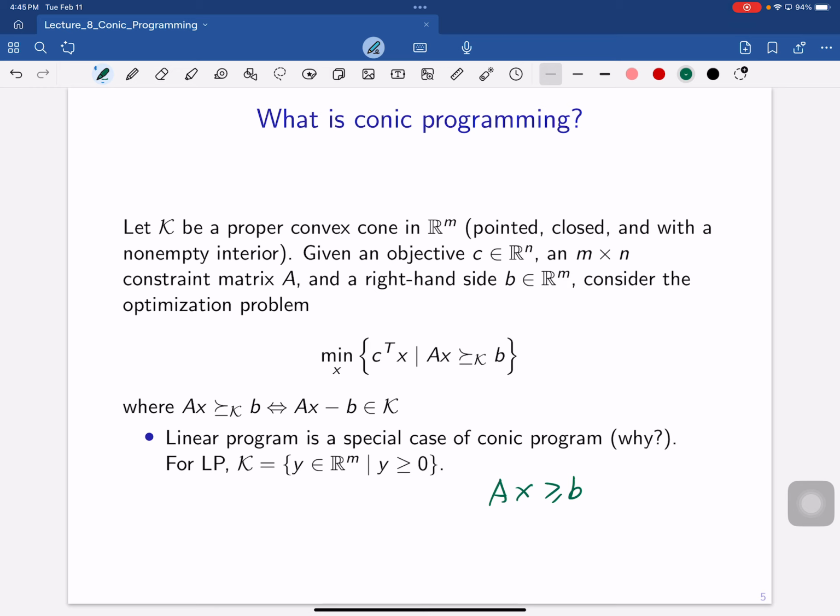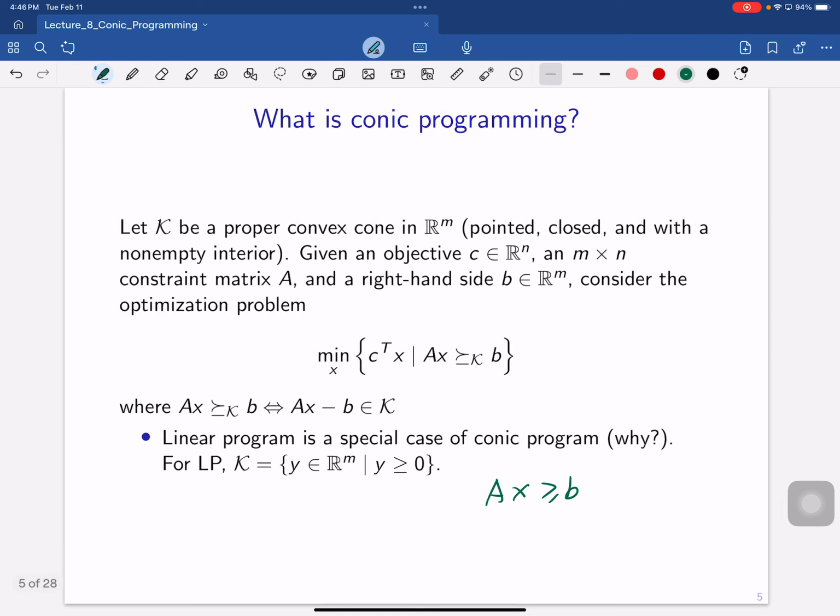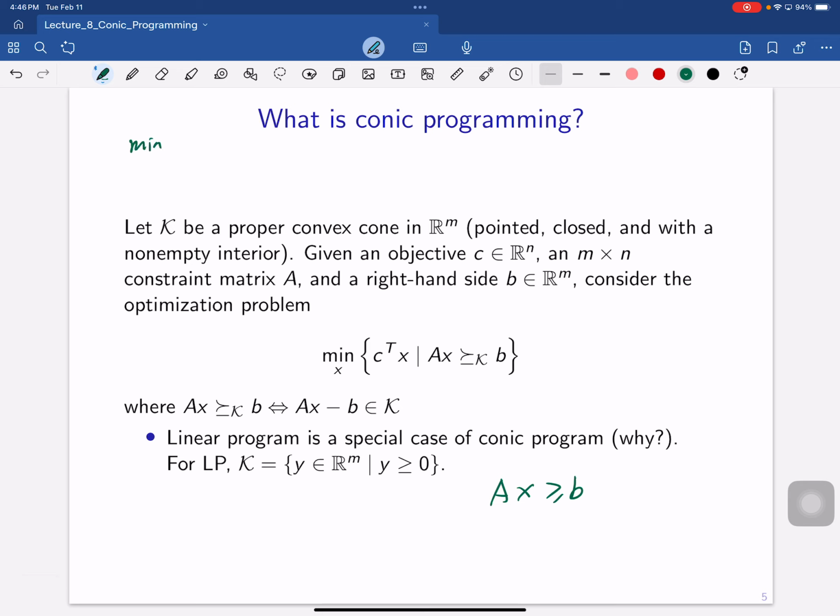So what is the sign of this? Recall last lecture, if you have minimize C transpose X subject to AX greater than or equal to B, this is a linear program. Let's recall what we did in the previous lecture to derive the dual. First, you multiply this inequality constraint by lambda, and the sign of lambda is consistent with the sign of this inequality constraint.